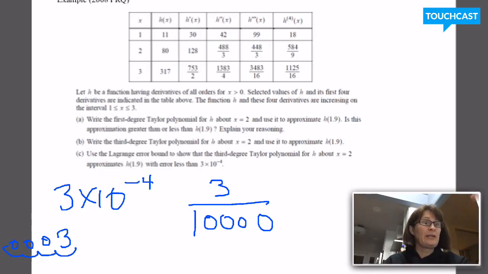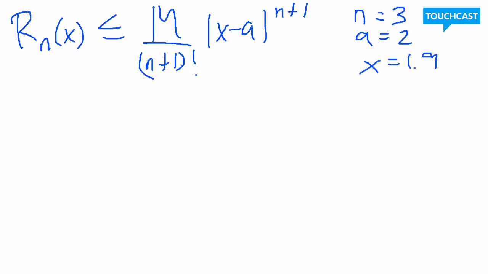So I'm going to move to the blank screen so I can write up our Taylor's inequality. Okay, so we know that the absolute value of the error has to be less than or equal to M over n plus 1 factorial times the absolute value of x minus a raised to the n plus 1. Since we used a Taylor polynomial of order 3, n is 3, which means here n plus 1 is going to be 4. A is the center of our series, and we've been centered around x equals 2. And then x is the x value you want to plug in. So in this case, it's going to be 1.9.